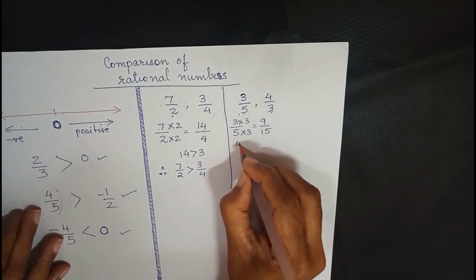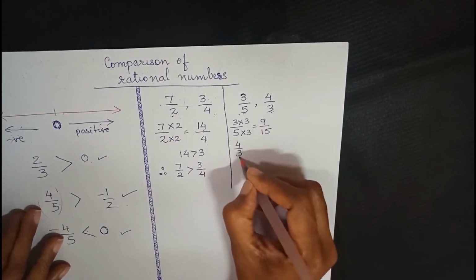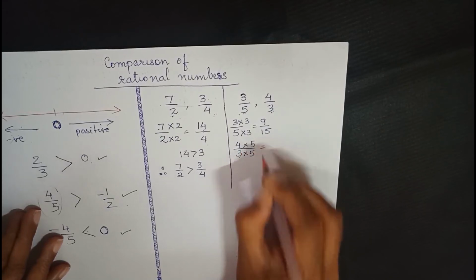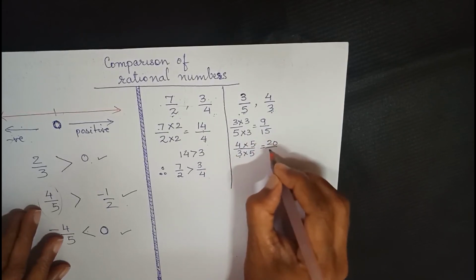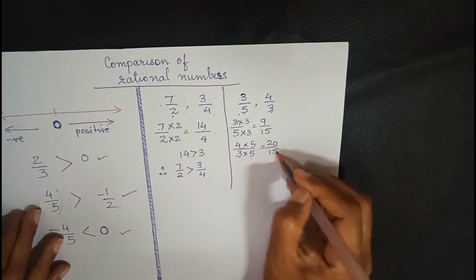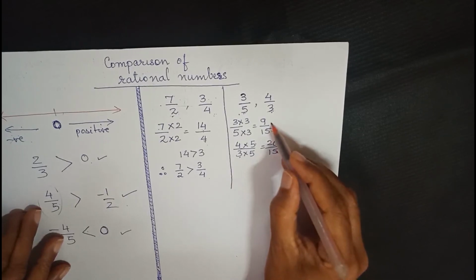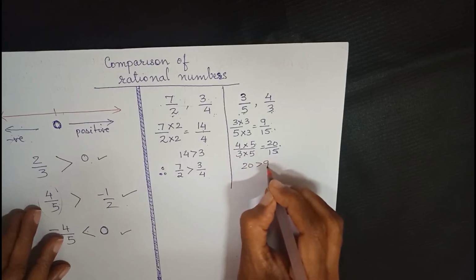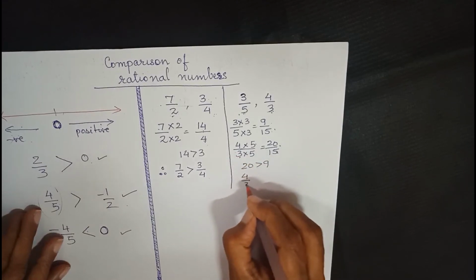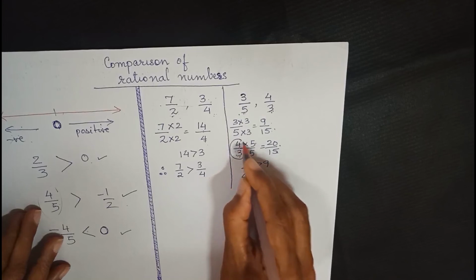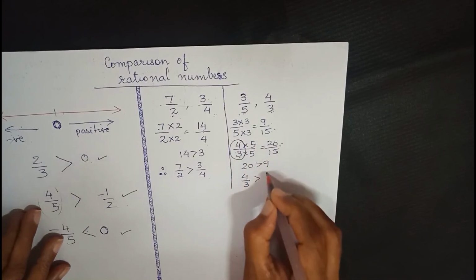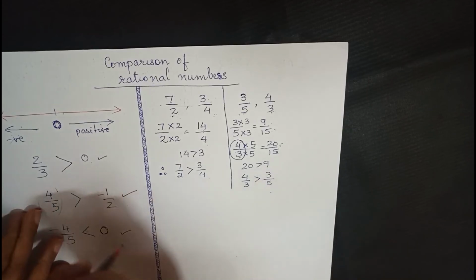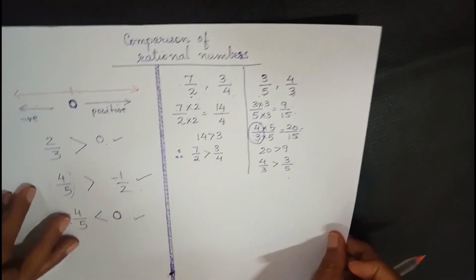So what I get is 9 upon 15. Now let's take the second one. Now if I want to make this denominator 15, I should multiply it with 5. So I will multiply with 5 up also. So it will become 20 upon 15. Now you can see both are 15. Now we can just compare the numerator. 20 is definitely greater than 9. That means 4 upon 3, that is the rational number from which I got 20, will be greater than the other rational number. Right? So this is how you can compare rational numbers of the same sign.